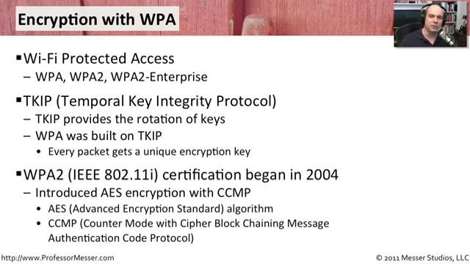And this was the final certified version of WPA, which came out in 2004. What it did was allow AES-level encryption. That's the Advanced Encryption Standard algorithm, which is a very powerful encryption method. And it used a protocol called CCMP, the Counter Mode with Cipher Block Chaining Message Authentication Code Protocol. Boy, that's a mouthful. But that is the fundamental protocol that's used to encrypt data inside a WPA2 wireless network.